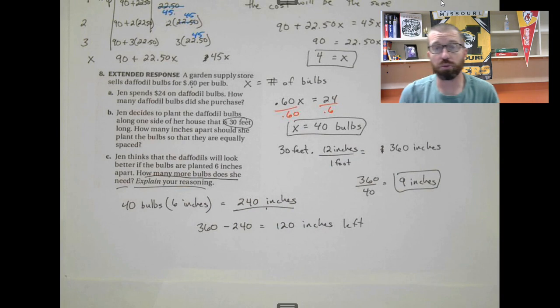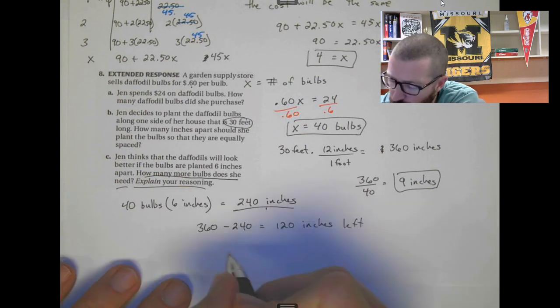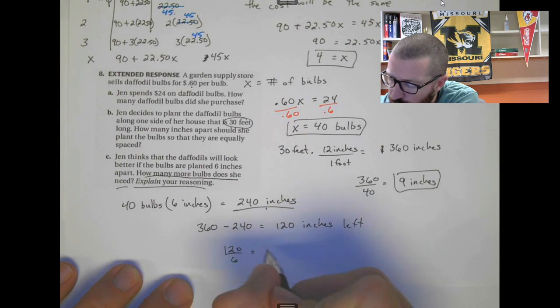Okay, so how many bulbs do you need to cover 120 inches? Well, there's going to be a bulb every 6 inches. So divide that number by 6. And you need 20 more bulbs.